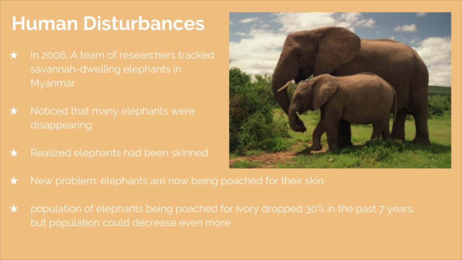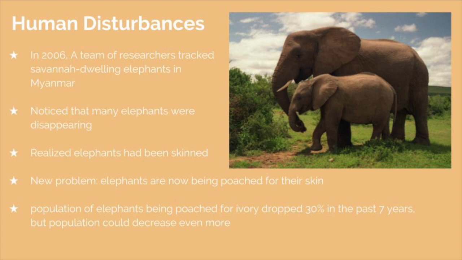An example of a human disturbance in a savanna is when, in 2006, a team of researchers were tracking savanna-dwelling elephants in Myanmar for 3 years. They soon began noticing that out of the 19 elephants they were tracking, many had been dropping off the map. After investigating further, they realized that the elephants had been skinned. This raises a new problem, that elephants are now being poached for their skin.